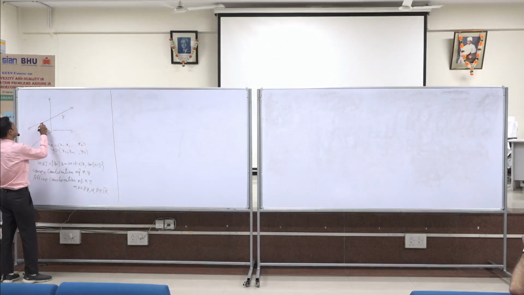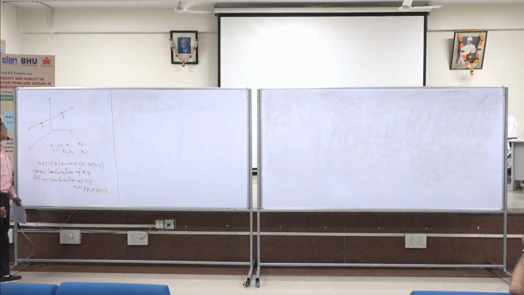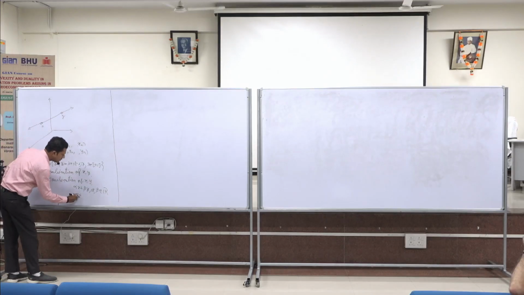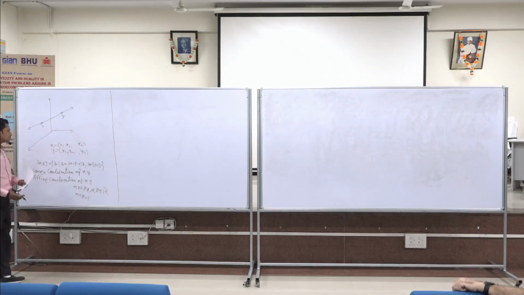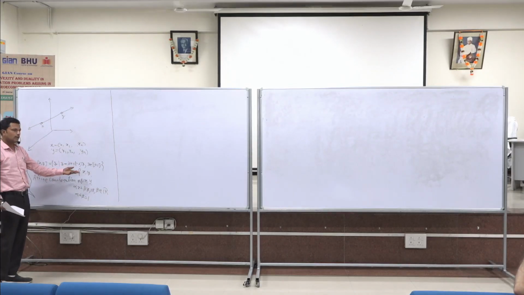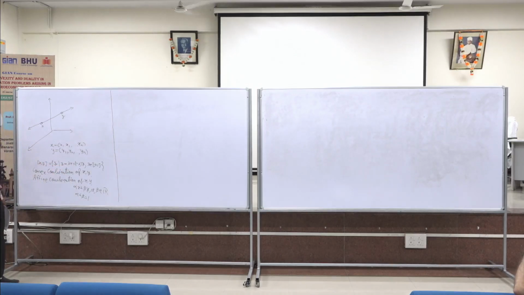Otherwise, we have this convex combination, along with the condition alpha plus beta equal to 1. Because here lambda plus 1 minus lambda is 1, so along with that we have alpha plus beta equal to 1.